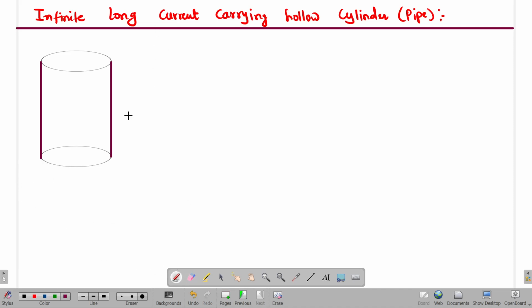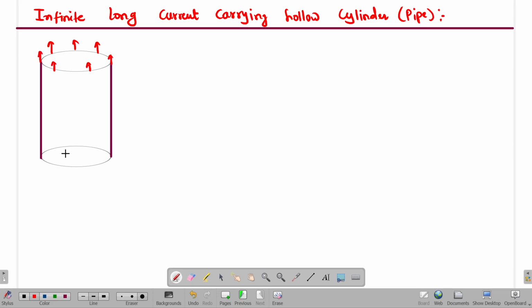Now look over here. This is a cylindrical wire. The current is moving on the surface. Current is going from where? This surface, because it is a hollow cylinder. So current is not present inside the region. It is present on the surface part. Are you able to get me?